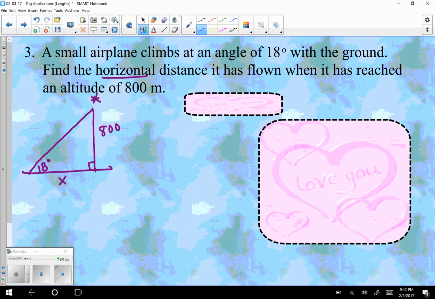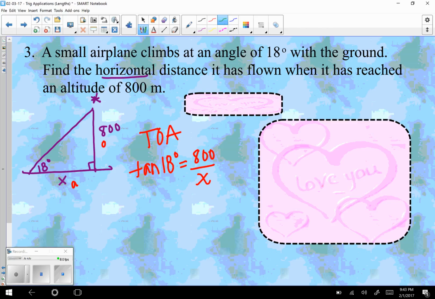Okay, so I'm not looking at the 90-degree angle. I'm looking at this angle. So what are the relationships there? I've got the opposite leg and I have the adjacent leg. So when I have opposite and adjacent, that is tangent. So I'm looking at tangent of 18 degrees equals 800 over x.